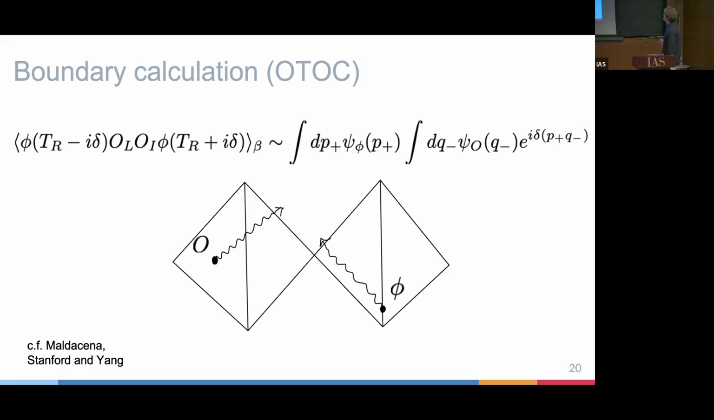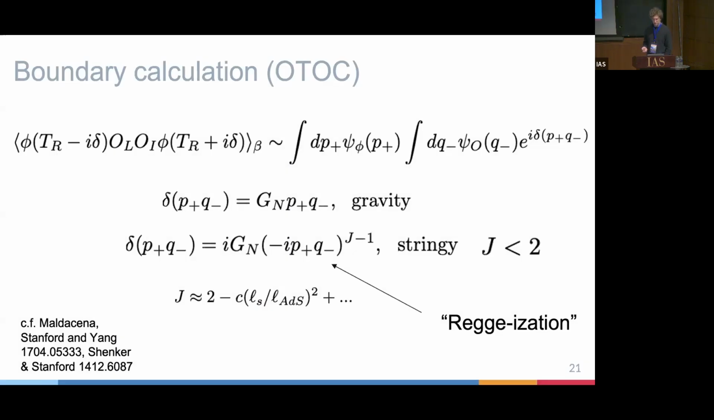Okay, and so now I just have some integrals that I need to do to compute this thing, and I need to tell you about the scattering phase here. And this is a standard story. This is not any of my own work. I'm just reviewing work here of other authors, namely these authors. So when you have a theory with gravity in the bulk, this phase here is just a simple linear function of the center of mass energy, p plus times q minus, times G.